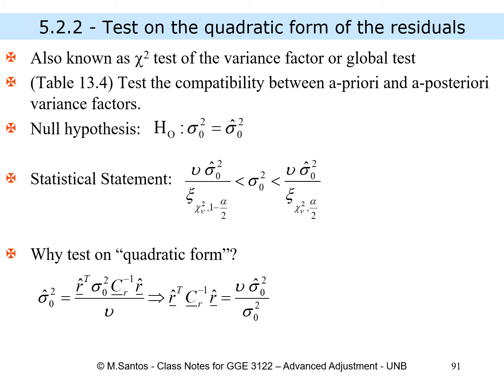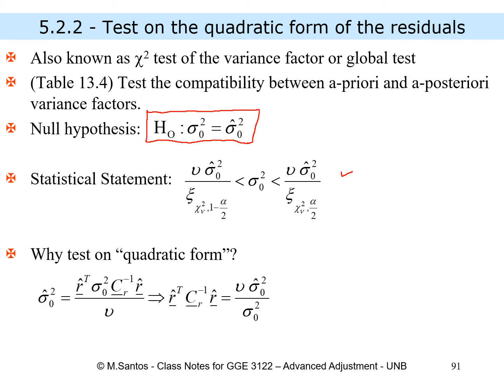So the test, the null hypothesis, is that the a priori variance factor equals the a posteriori variance factor. This is a statistical statement, as we presented already. And why do we call that a quadratic form? For the misclosures, it was very clear. But for the residuals, it may not be, but it is if you look here.